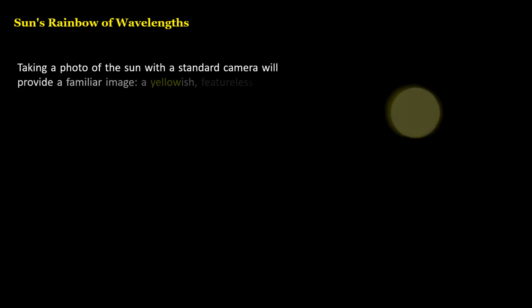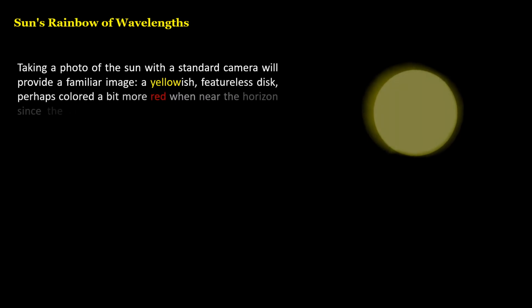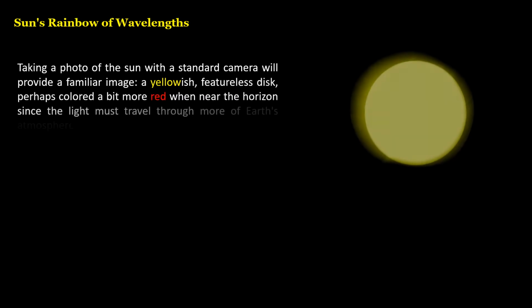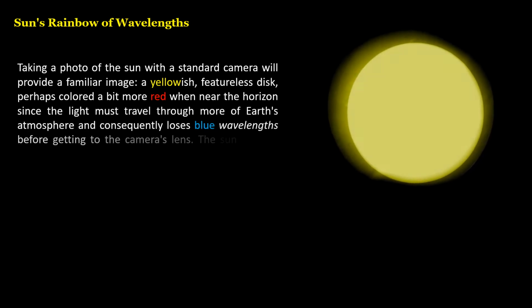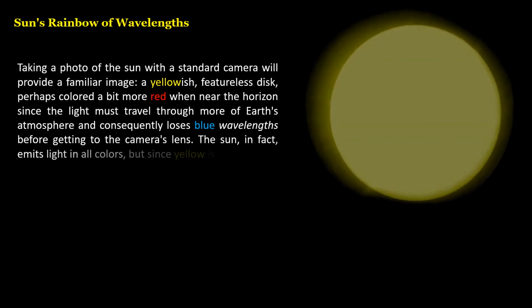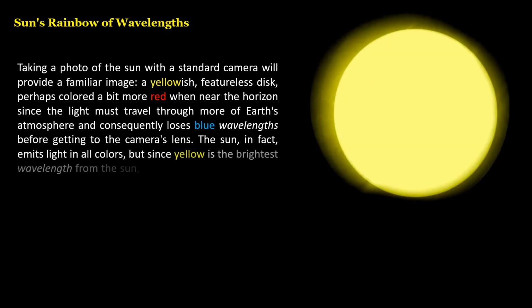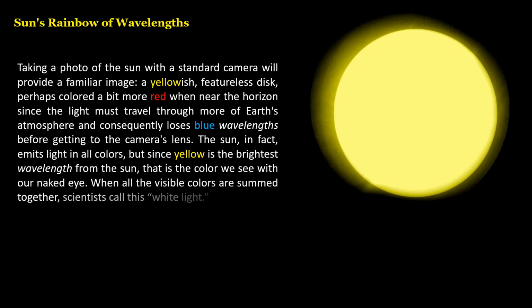yellowish, featureless disk, perhaps colored a bit more red when near the horizon since the light must travel through more of Earth's atmosphere and consequently loses blue wavelengths before getting to the camera's lens. The Sun, in fact, emits light in all colors, but since yellow is the brightest wavelength from the Sun, that is the color we see with our naked eye. When all the visible colors are summed together, scientists call this white light.